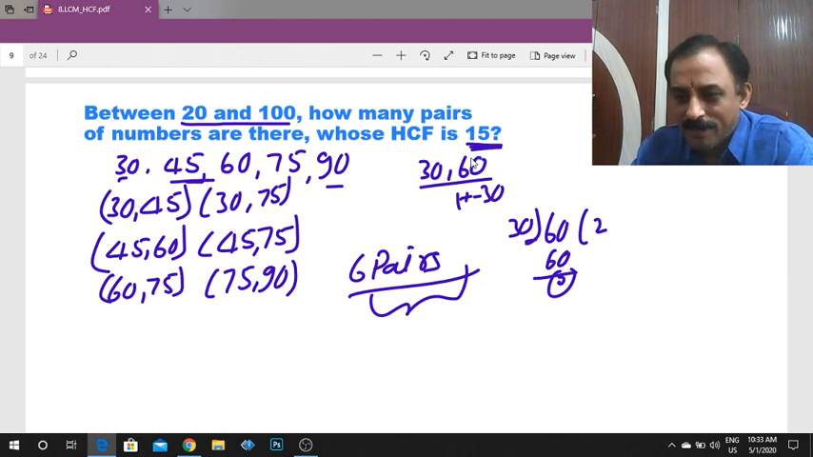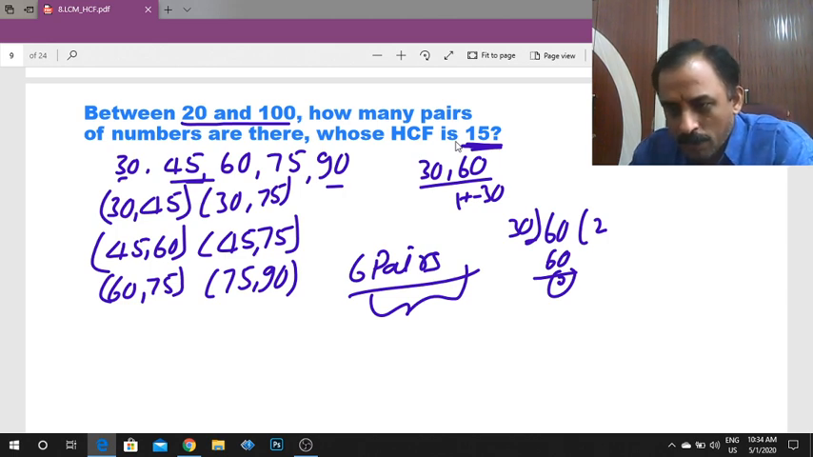Okay, Asha Jyoti, clear? The LCM is 30. Here they are not asking about the LCM. The LCM word is not there. Here only HCF should be 15. Dilesh, the LCM is 30, so we don't take it.